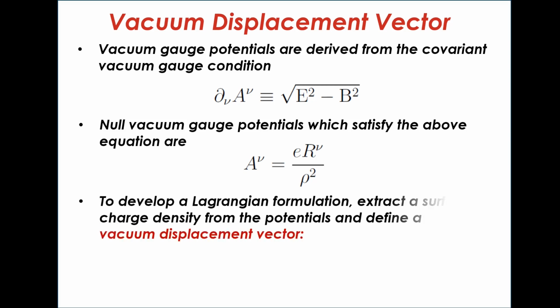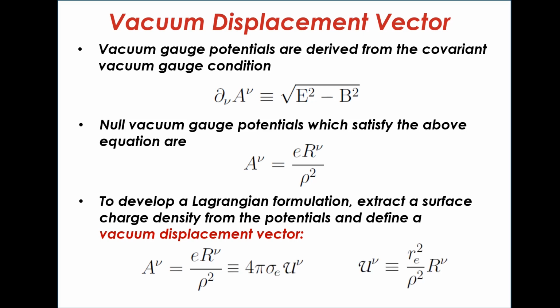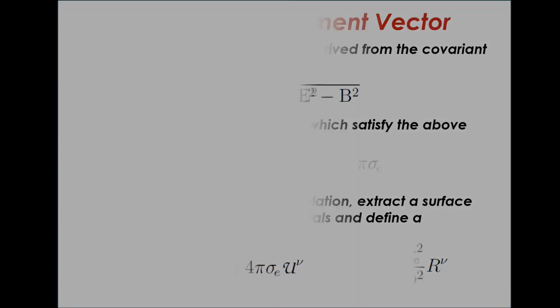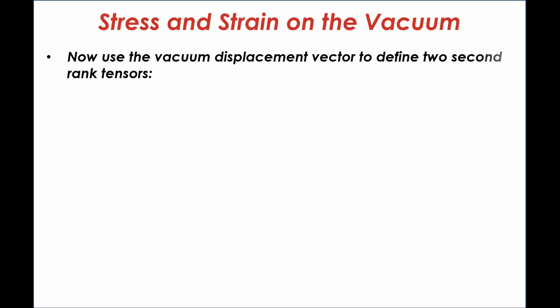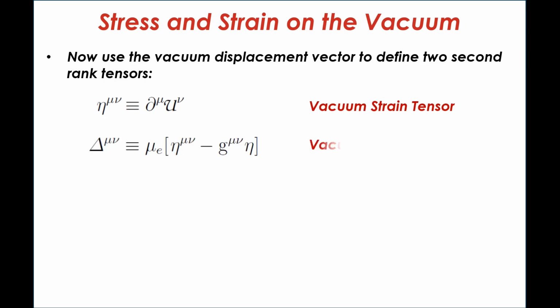For this, we can remove from the potentials a constant 4π times the fundamental surface charge density, and this introduces a particle radius while defining a vacuum displacement vector. In analogy with the theory of elastic media, now define two second-rank tensors. Let η_μν represent a vacuum strain tensor, and let δ_μν represent the associated vacuum stress tensor.